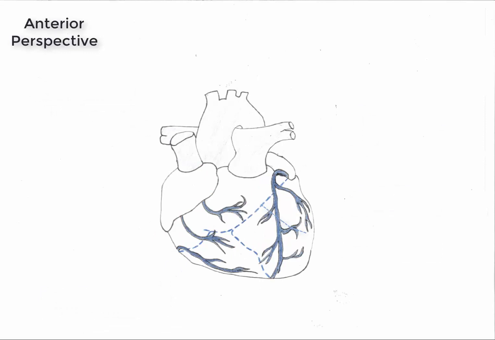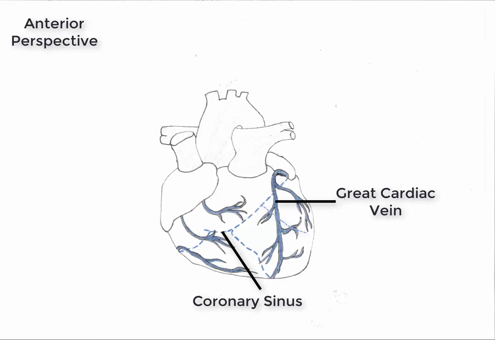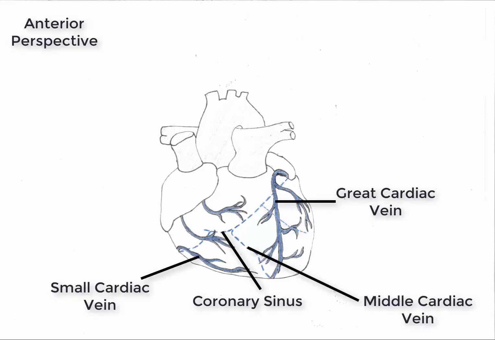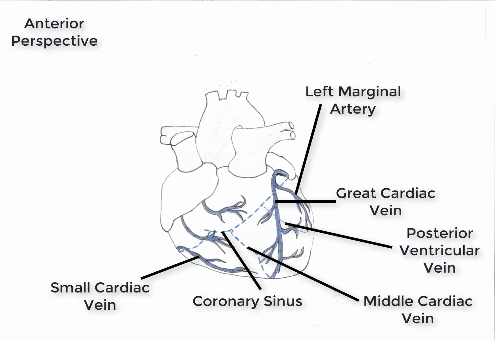The venous return from the heart is carried by the coronary sinus, which runs along the posterior aspect of the coronary sulcus and terminates in the right atrium. There are 5 main tributaries which drain into the coronary sinus. Anteriorly is the main tributary, the great cardiac vein, along with the small cardiac vein. Posteriorly lies the middle cardiac vein, the left marginal vein, and the left posterior ventricular vein.